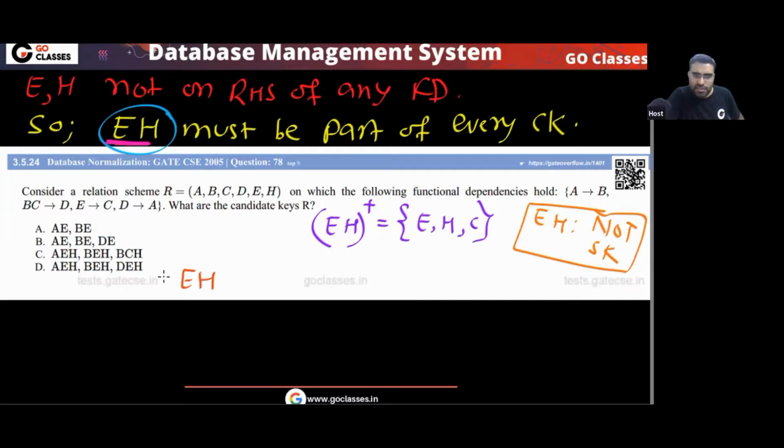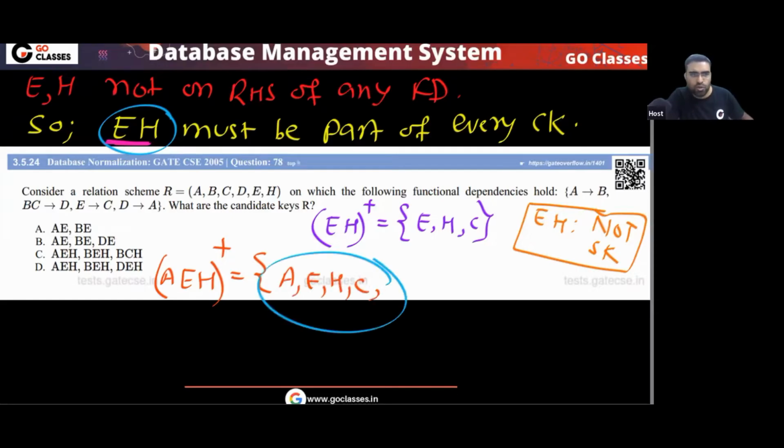So with this EH, let me add A and check the closure. Remember EH can determine EHC, so these are the four attributes you got. What can these four attributes determine? You can see A can determine B, yes or no? So you got B also.